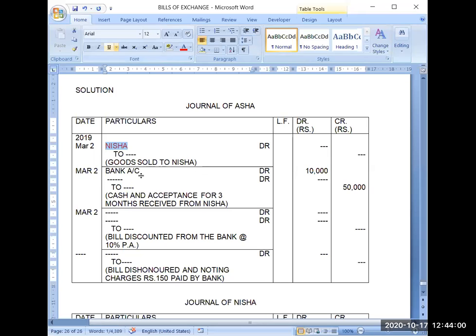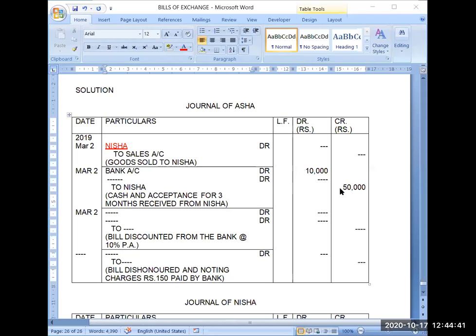Proceeding with the question. Bank account debit 10,000. Then fill in the blanks, debit. I don't know the amount. To, and I don't know the particular that should be written here. So I will give a reference to the narration. Cash and acceptance for 3 months received from Nisha. So Nisha is giving acceptance, credit the giver. So here you will be writing Nisha. And on the debit side, obviously in front of Nisha it is written 50,000.